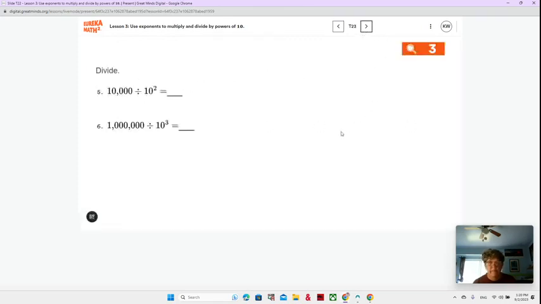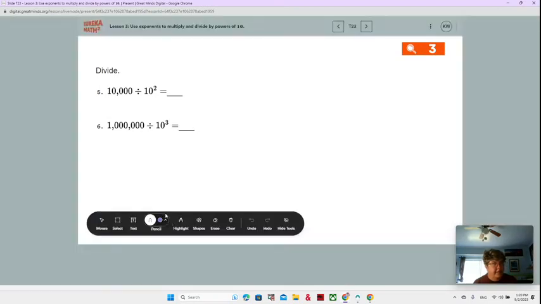All right? Okay, so now, look at that. We are dividing. You see the division symbol instead of the multiplication symbol. So you know that instead of going to the left on our chart and getting larger, we're going to be going to the right on our chart and getting smaller, because when we divide, we move to the right and the numbers get smaller. Okay, there's just some little things to remind you. Okay, so 10,000 divided by 10 to the second power.